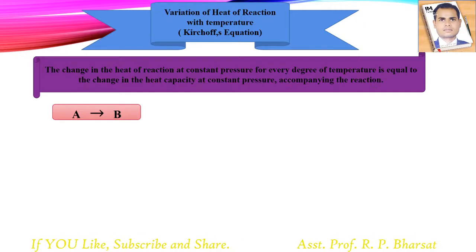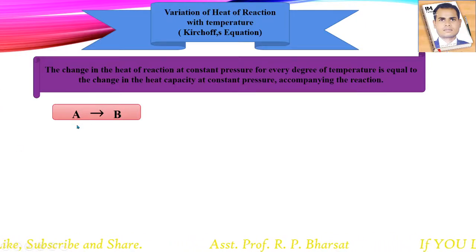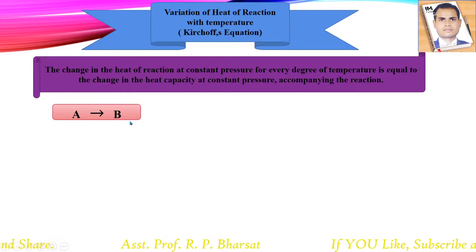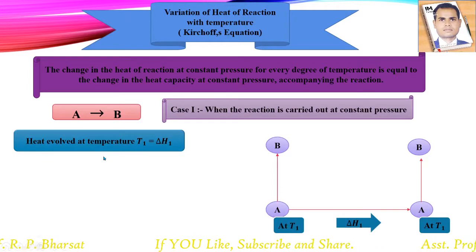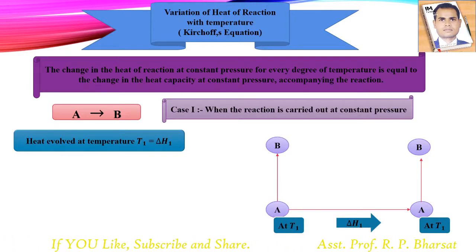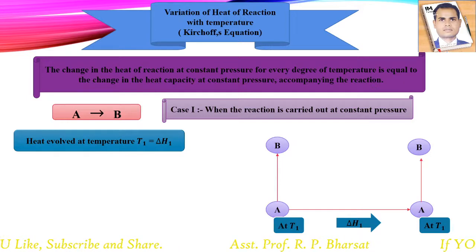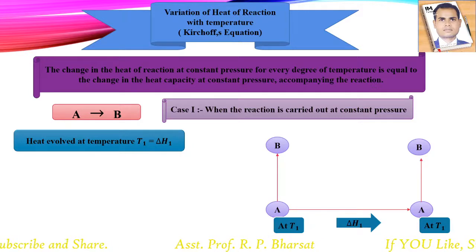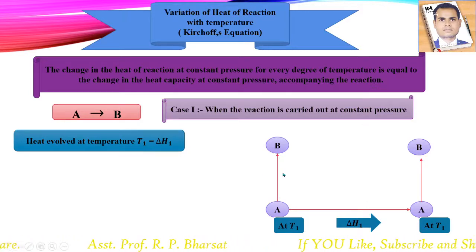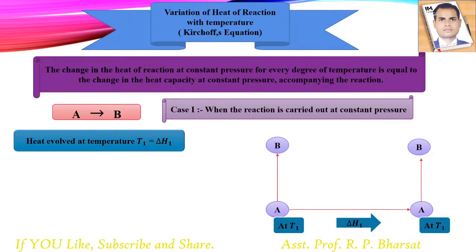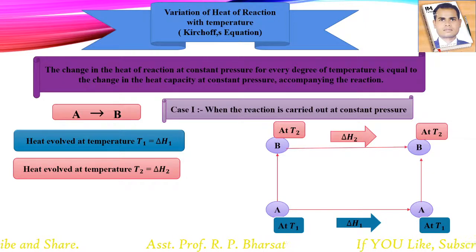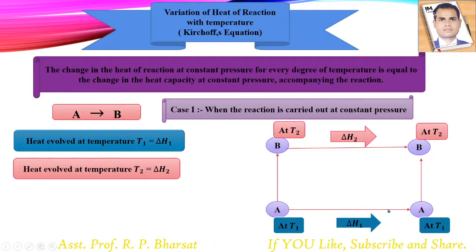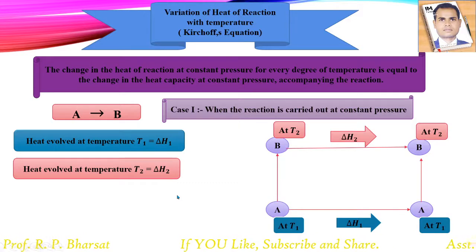See here, consider the general reaction. In this case, a reactant A gives product B. In the first case, when the reaction is carried out at constant pressure, the heat of the reaction at temperature T1 is equal to the change in heat, or you can say delta H1, and the heat of the reaction at temperature T2 is equal to delta H2.